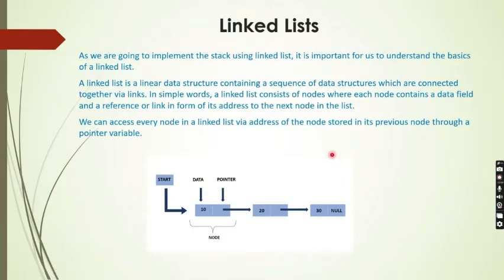Now, as we know, our topic is implementation of stacks using linked list. So, before we implement it, let us try to understand the basics of a linked list. A linked list is a linear data structure whose elements are connected via links. Now, in simple words, what is a link? A linked list is a collection of nodes where each node consists of a data field and a reference or link in the form of the address of the next node in the list.